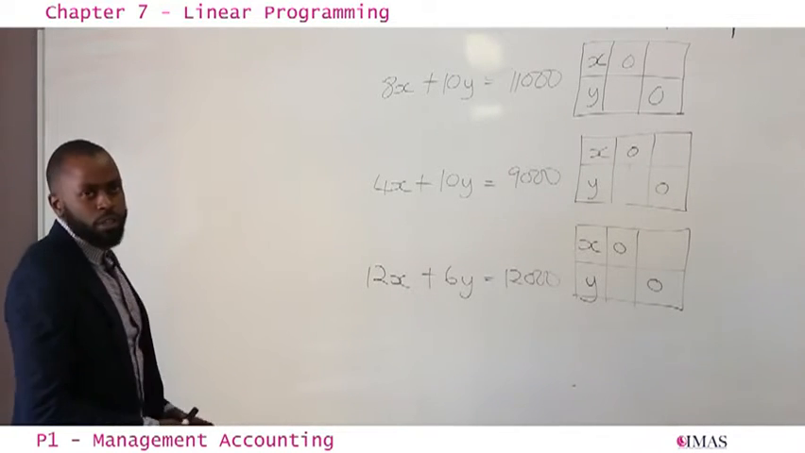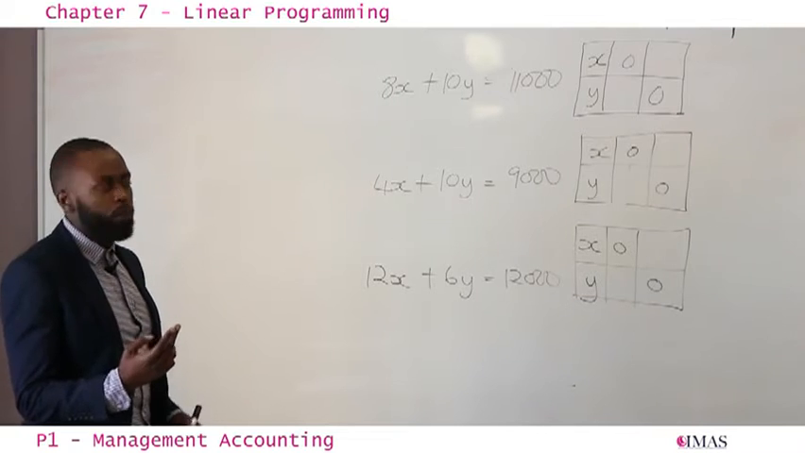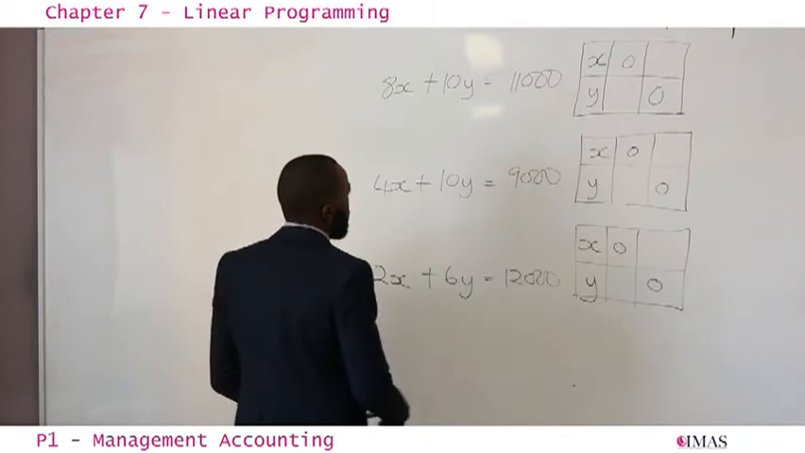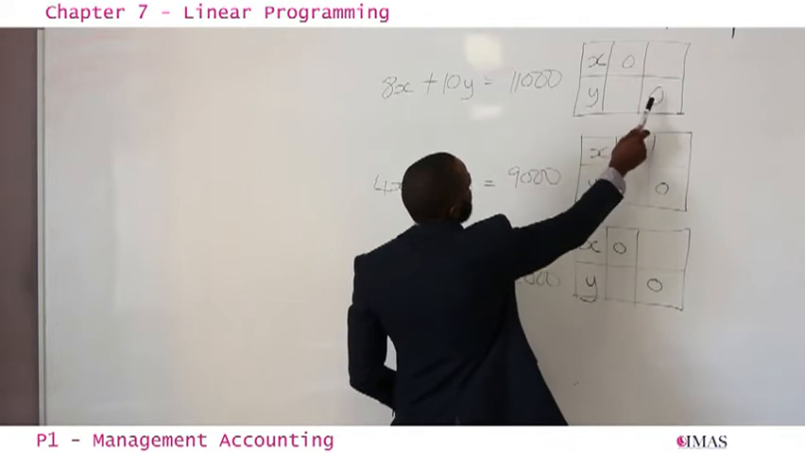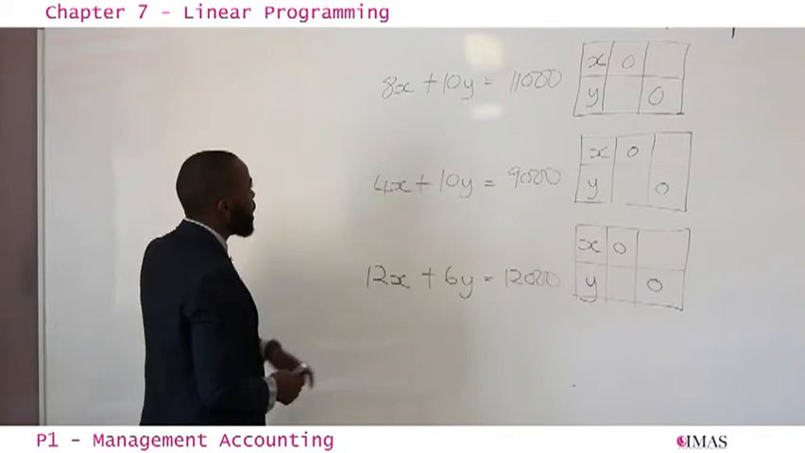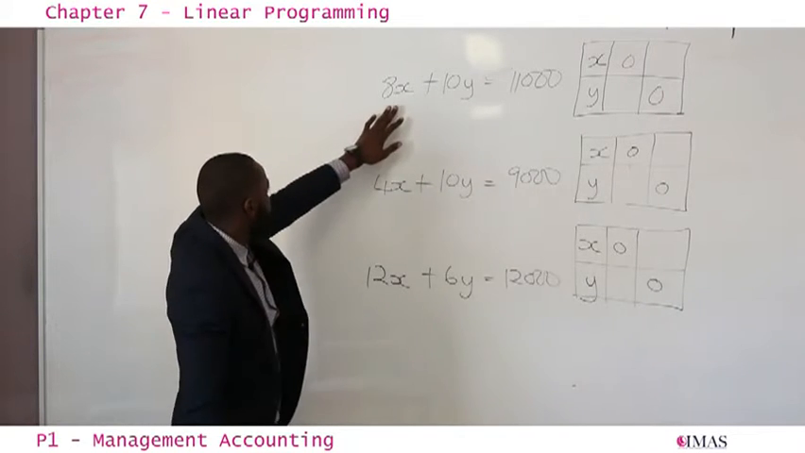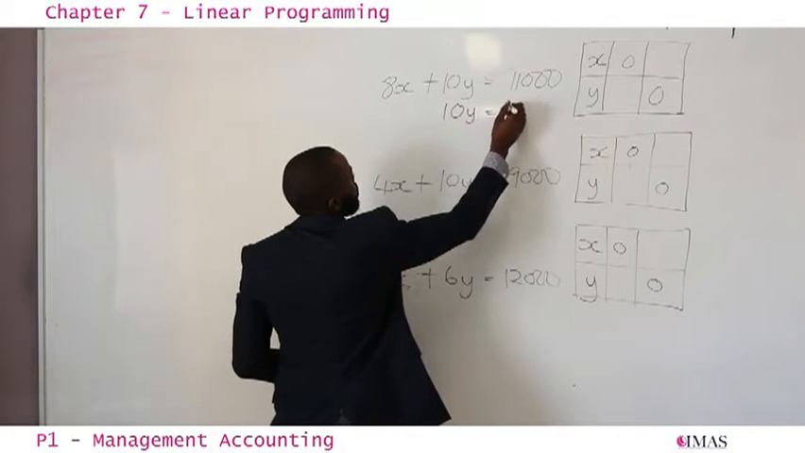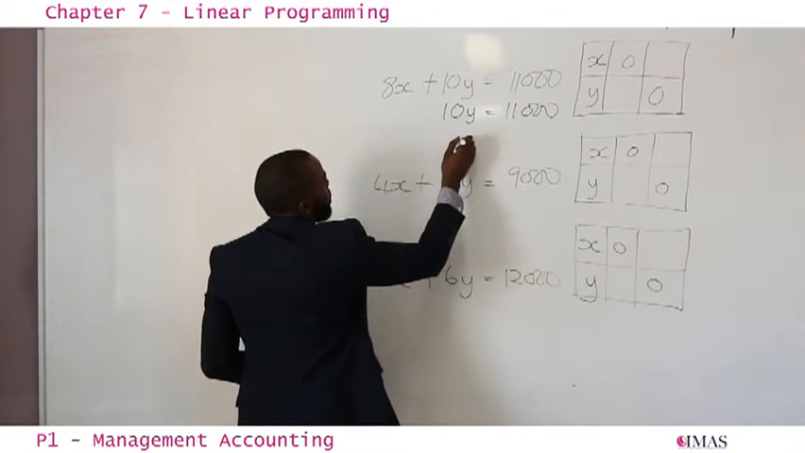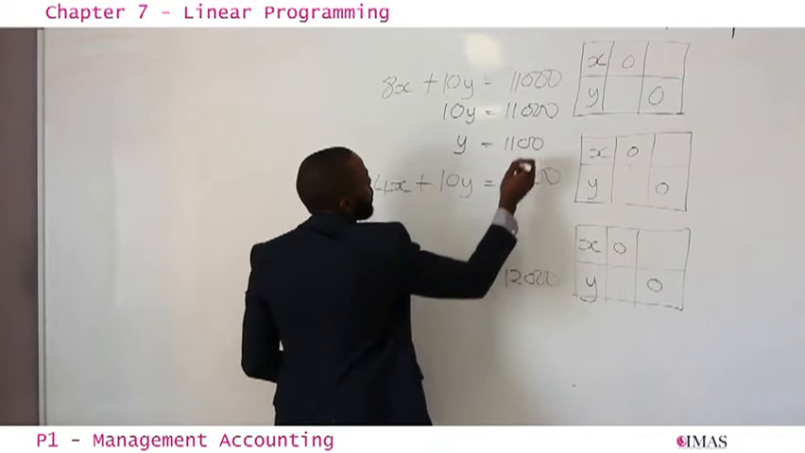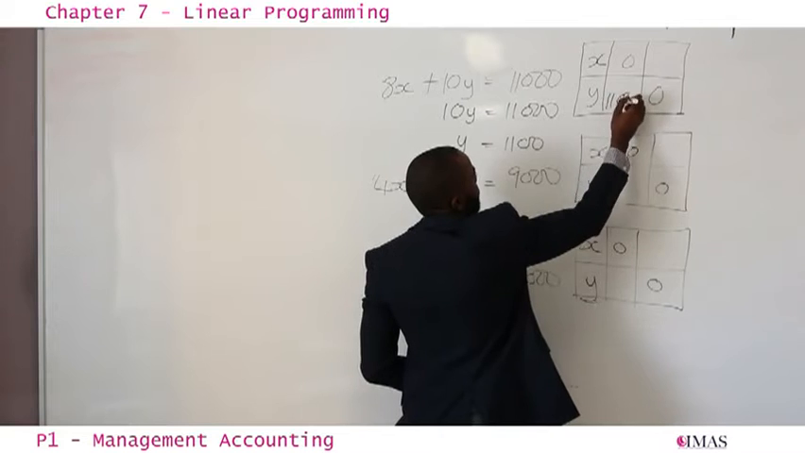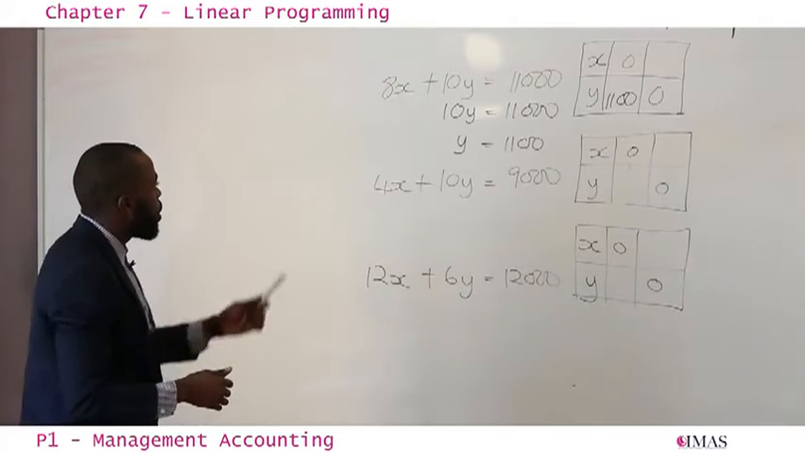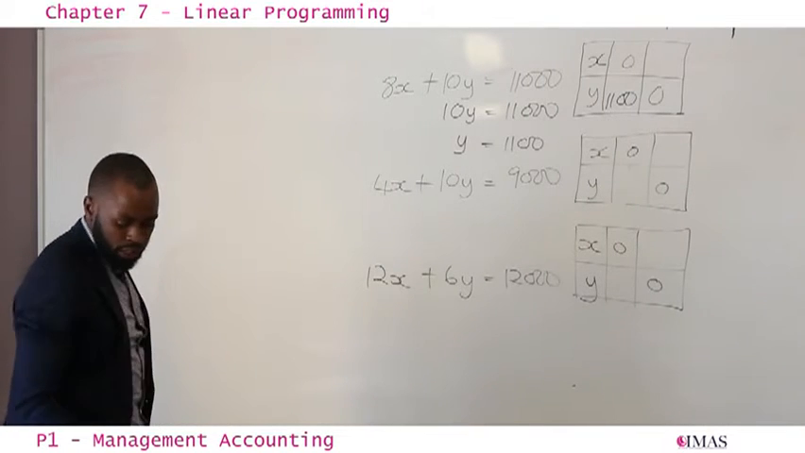To draw a graph of a straight line we only need 2 points. Then we join the 2 points, we come up with a straight line. So how we do it is we use the easiest points. We need a point when x is 0 and we need a point when y is 0. So let's start when x is 0. So when x is 0 here, it means 8 times 0. We are only left with 10y is equal to 11,000. Means y will be equal to 1,100. So we're saying when x is equal to 0, y is equal to 1,100.